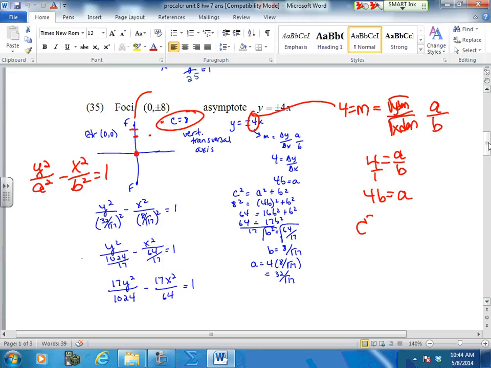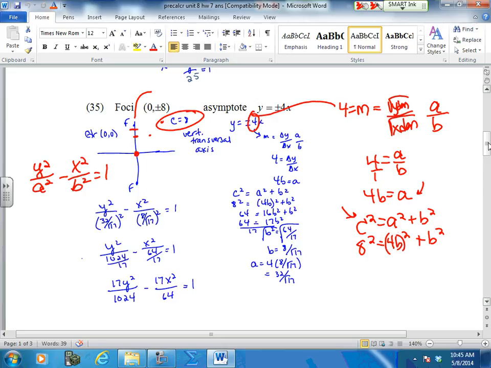I do know C squared equals A squared plus B squared. And I do know C. And C is what value? 8. It's the distance from my center to my foci. 8 squared. Now, I can't solve this problem with an A and a B. So I look right up here, and I notice I can substitute in. A is also equal to 4B. So if I take A out and I put in 4B and I square it, I can solve this equation.